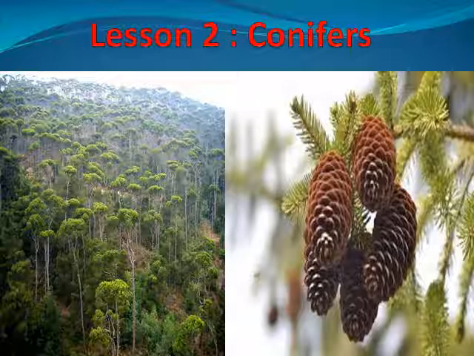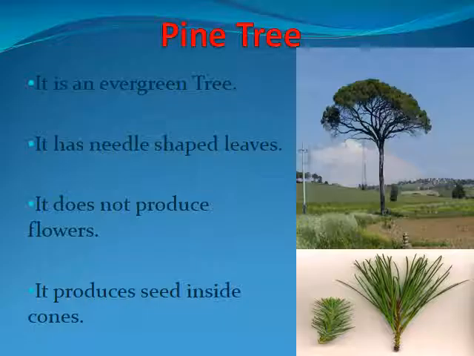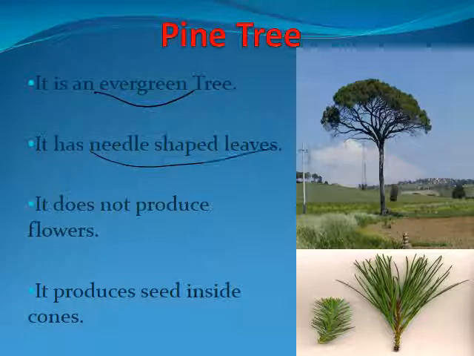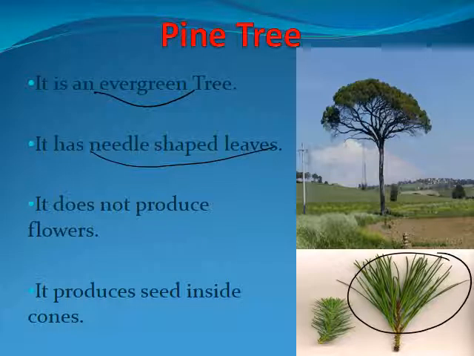Moving to lesson 2, it's about conifers. What are conifers? Start first with the pine tree. What is a pine tree? It's an evergreen tree. What's the meaning of evergreen tree, Karim? It's a tree that stays green all the year. Excellent, stays green all over the year. It has needle-shaped leaves. Have a look here.